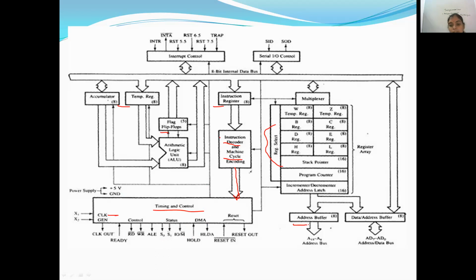Okay, this is the address buffer A8 to A15, which we will learn in the pin diagram, and the address/data buffer AD0 to AD7. The address bus is connected. See here, at the top of this diagram, serial IO control, SID and SOD. This is the internal data bus. Here, this block is interrupt control. This interrupt control connects the hardware interrupt pins, that is INTR, INTA, RST 5.5, 6.5, 7.5 and TRAP.